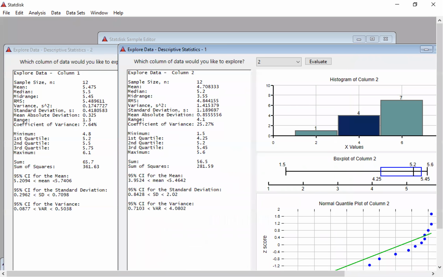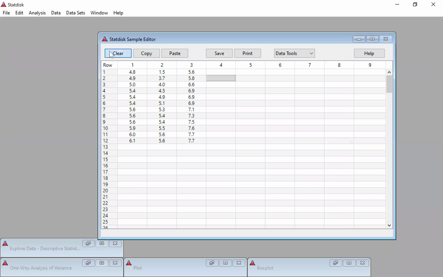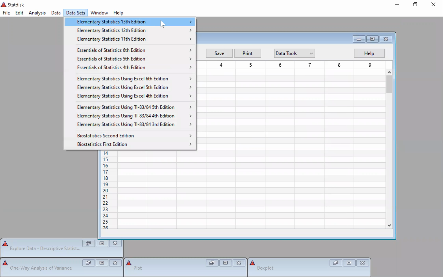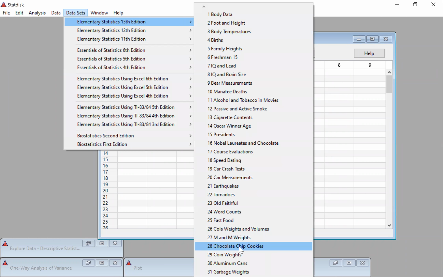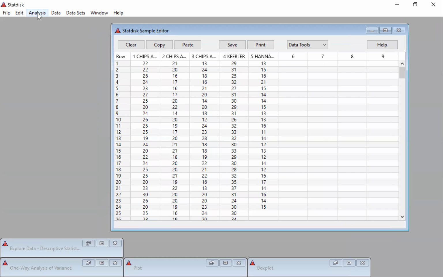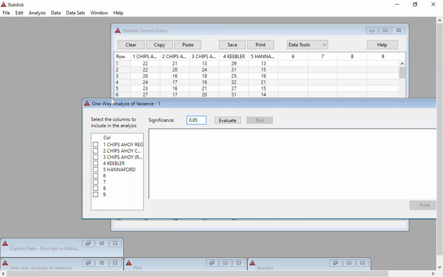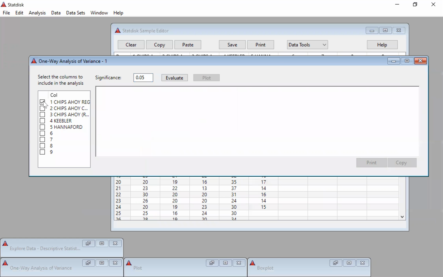So let's get rid of this, figure that out. So this was the data set 28 on chocolate chip cookies, and we're interested in the first 3 columns, the Chips Ahoy. Now we can't see how it's listed there, so let's go Analysis, One-Way Analysis of Variance. And now we can kind of see that it's regular, chewy, reduced fat in the first 3 columns.